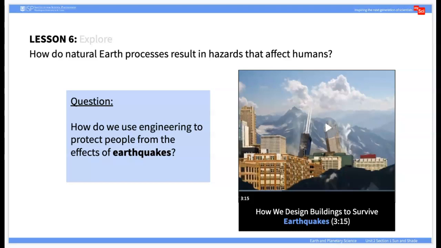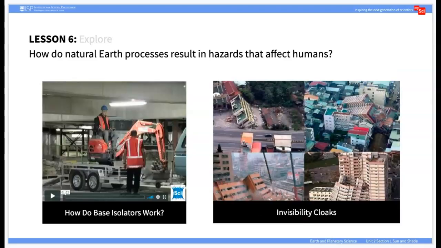Next, students will watch a video to consider how we use engineering to protect people from the effects of earthquakes. Since the timing of earthquakes cannot be predicted, humans must use engineering to prepare for them instead. They will obtain information from video and text resources about various building designs that can help decrease the impacts of earthquakes. Base isolators, for example, isolate the building structure from the ground movement.